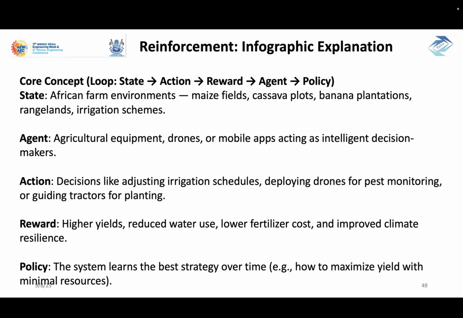For example, an African farm is the environment. You have a maize field, cassava plot, banana plantation, rangeland, and irrigation scheme. The agents are agricultural equipment, drones, and mobile apps, acting as intelligent decision makers. The actions are decisions like adjusting irrigation schedules; if they do a very good job, they are rewarded, and if they don't, they are punished. Other actions are deploying drones for pest monitoring or guiding tractors for planting. The rewards are higher yield, reduced water use, lower fertilizer costs, and improved climate resistance. The system learns the best strategy over time: how do you maximize yield with minimum resources?